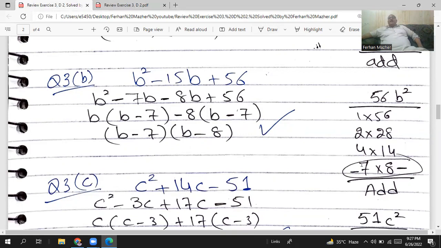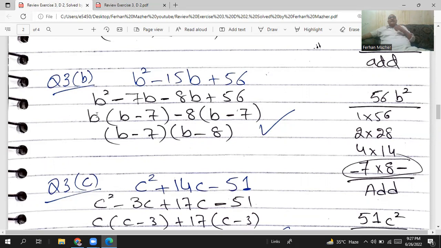So 7 and 8. But we want minus 15. In add, we give the same sign. Either both of them are given positive sign or both of them are given negative sign. So it will be minus 7 minus 8 because we want minus 15. So you will have b square minus 7b minus 8b plus 56.